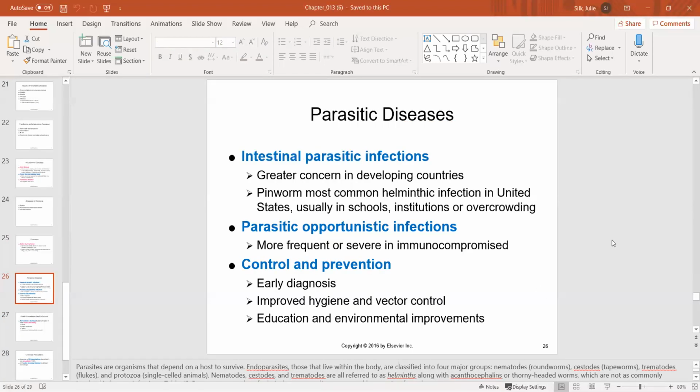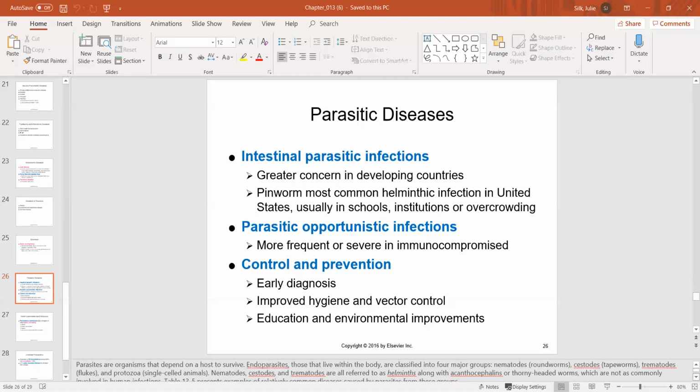All right, with parasitic diseases. Parasites are organisms that depend on a host to survive. So endoparasites, those that live within the body, are classified into 4 major groups. So we've got roundworms, tapeworms, flukes, and protozoa. Yuck. Nematodes, cestodes, and trematodes are all referred to as helminths, along with thorny-headed worms, which are not as commonly involved in human infections.